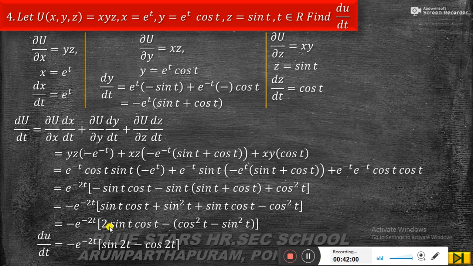So in the next step, here I write minus e power minus 2t into, that means sin t cos t, sin t cos t, 2 sin t cos t. Next I take the minus sign from the term, so minus of cos square t minus sin square t. Therefore 2 sin t cos t means sin 2t, and cos square t minus sin square t means cos 2t. So sin 2t minus cos 2t, this is the equation. Therefore du by dt equal to e power minus 2t into sin 2t minus cos 2t. This is the answer for du by dt.